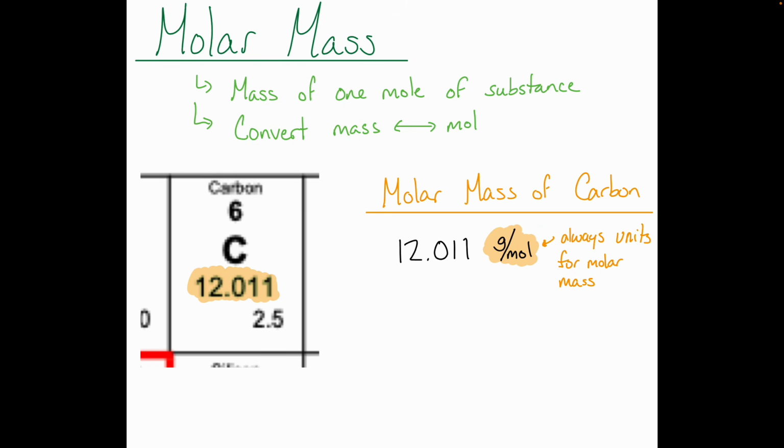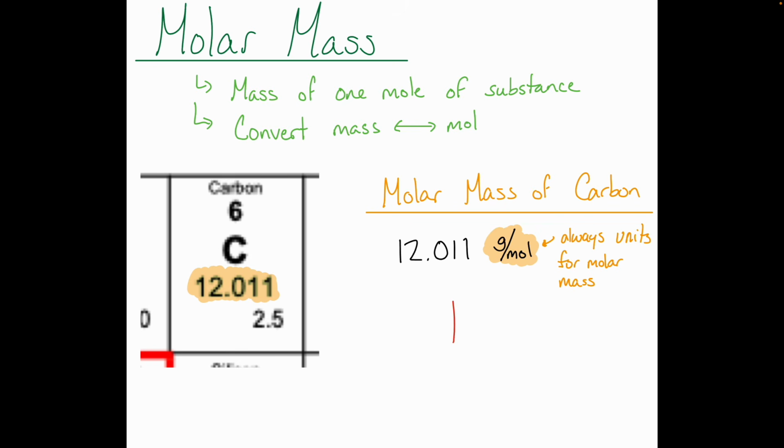So that means if I have a mole of carbon and I count out 6.022 times 10 to the 23 carbon atoms and throw them on the balance, that balance will read 12.011 grams. That's our molar mass. But what it's going to be most convenient for is as a conversion factor to help us convert from mass to moles and moles to mass.